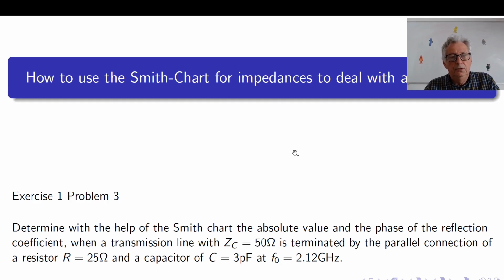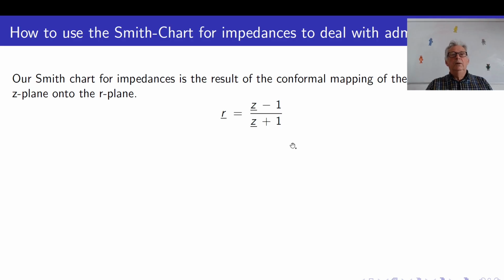Here it's written: determine with the help of the Smith chart the absolute value and the phase of the reflection coefficient when a transmission line with characteristic impedance of 50 ohm is terminated by the parallel connection of a resistor and a capacitor. So to solve this problem, here we have a parallel connection, so it's always of advantage to deal with admittances. But if I want to deal with admittances, then I must talk about how to use our Smith chart, which is a Smith chart for impedances.